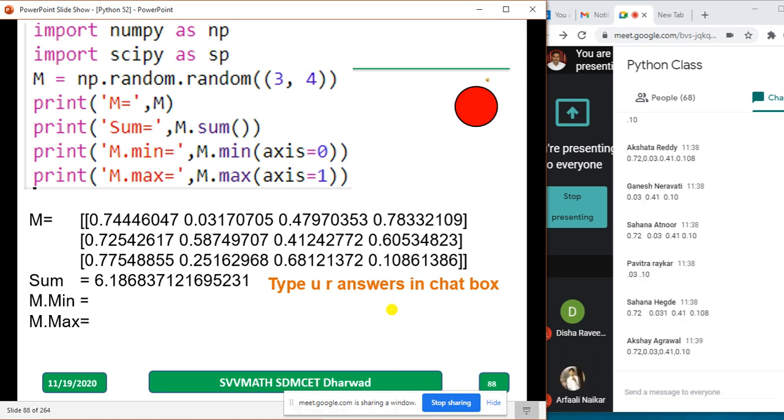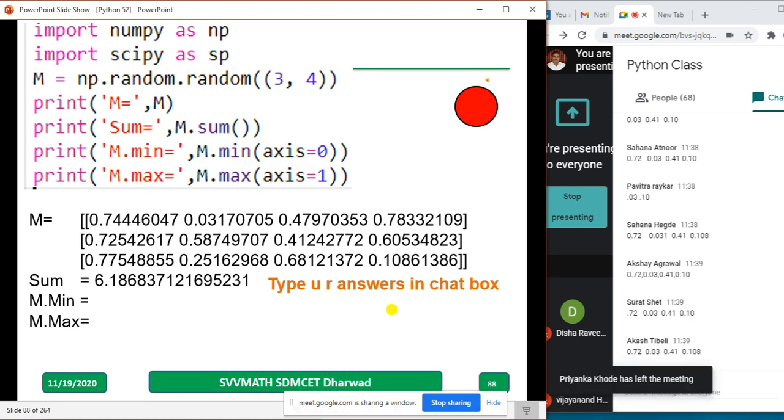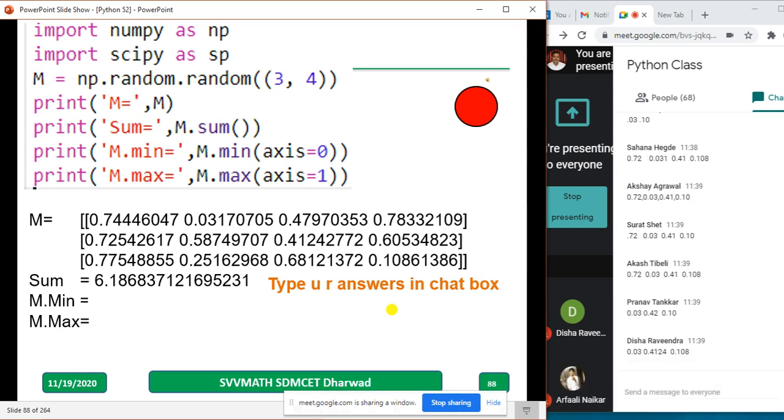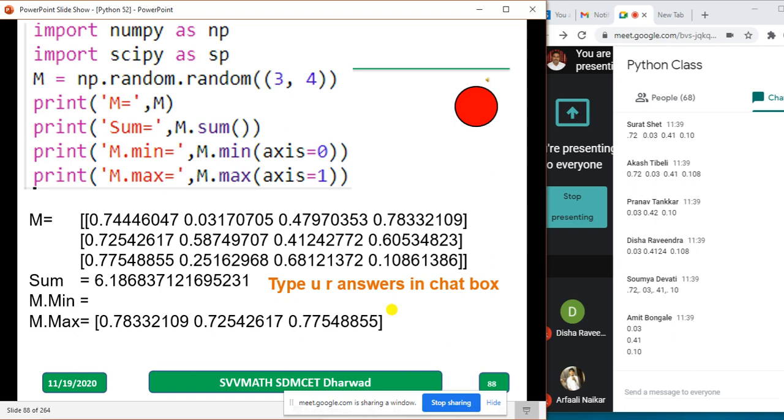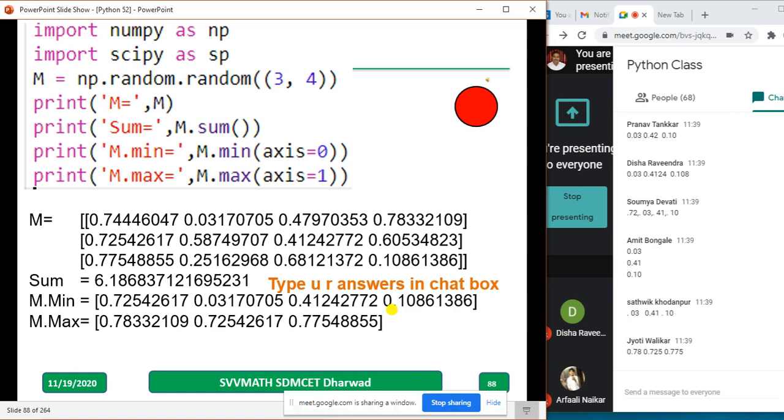M dot minimum. Okay. Let me show you the answer. Pranav, Disha, Soumya. Maximum I am showing you now: 0.78, 0.72, 0.77. And column wise, if you want minimum: 0.72, 0.03, 0.412, 0.10. You can compare your answer. I think your answers may be different or same. Just check it. I think it's correct.